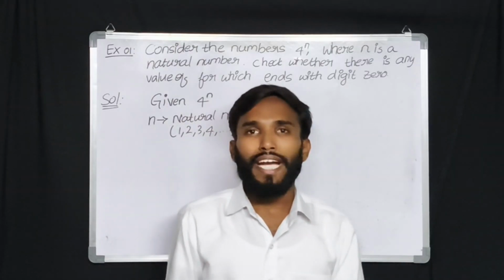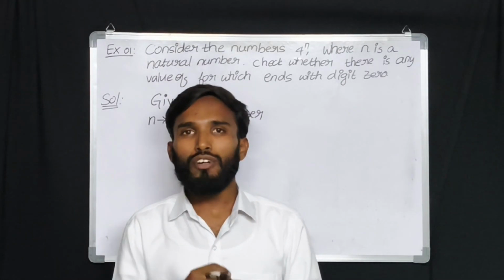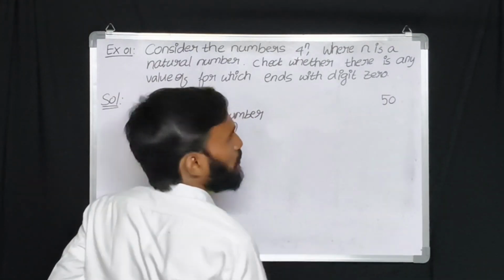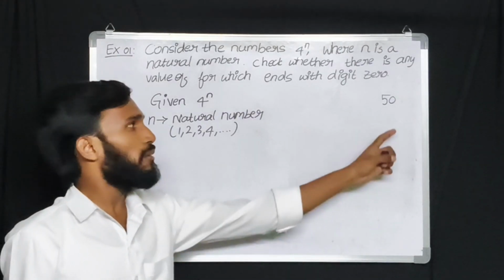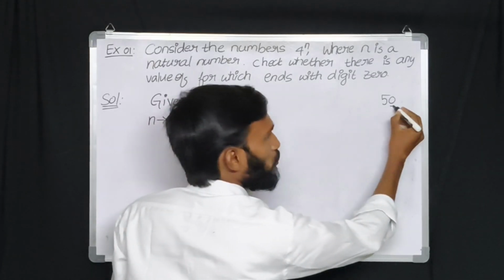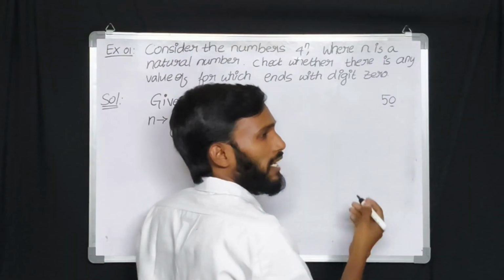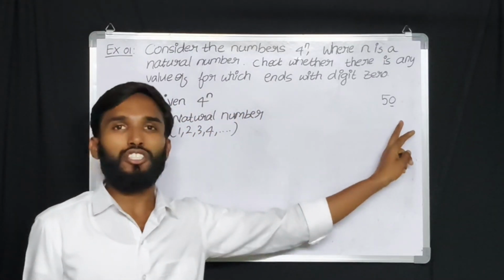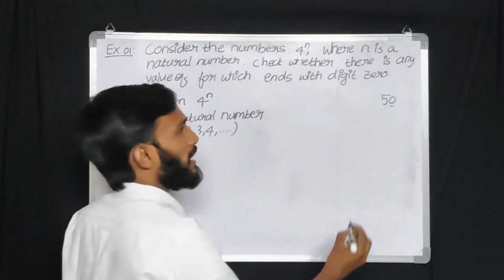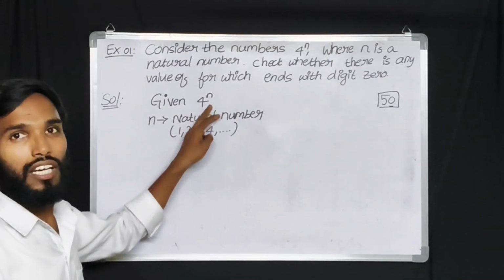It means, to end any number with 0, what is the rule? That is nothing but the divisibility rule of 5. For example, if you see the number 50, if I ask you whether this number is divisible by 5 or not, what will you say? Absolutely yes. Why? Because we know the divisibility rule of 5: a number whose last digit is 0 is divisible by 5. So that is what they are asking. Is there any value for this 4n which ends with 0?